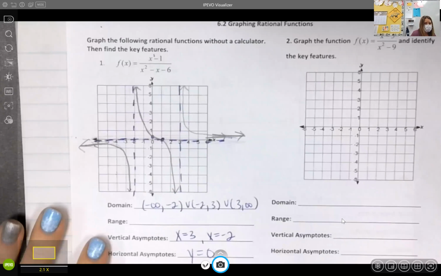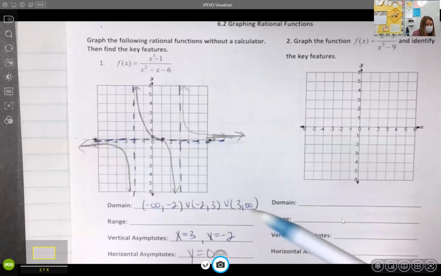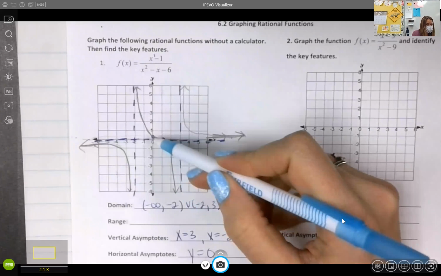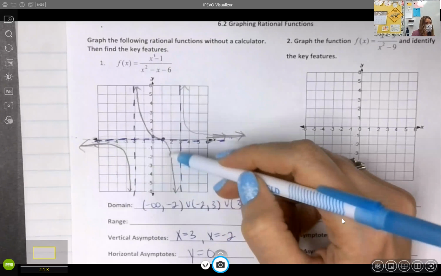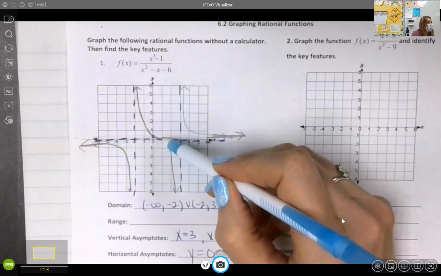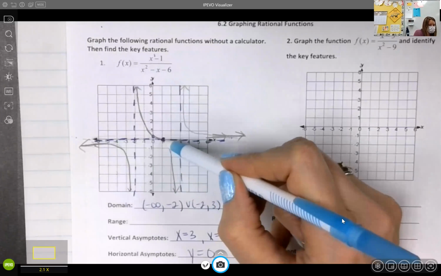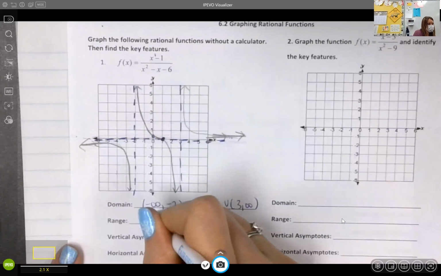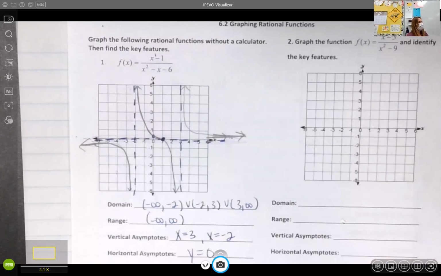So if you start at the bottom of the graph right here, and you went up to the top, you're covering every single value, right? So even though the 0 is an asymptote, I still have a spot at 0. So the range is going to be negative infinity to positive infinity. Okay, so even though we have that asymptote, I don't have to stop there because of the x-intercept. If there wasn't an x-intercept, I would have to stop at 0.